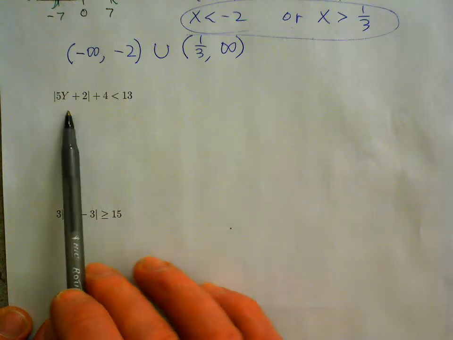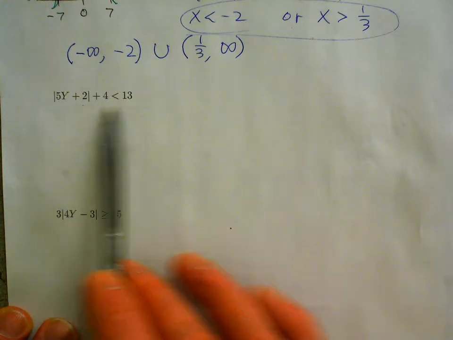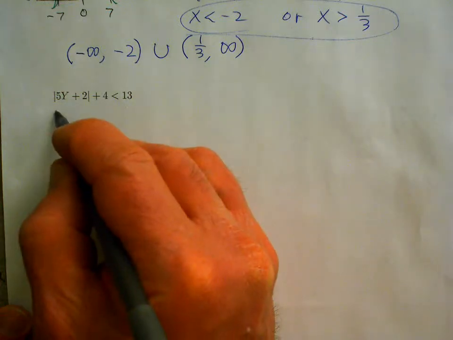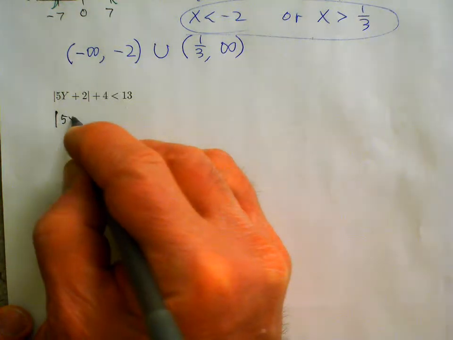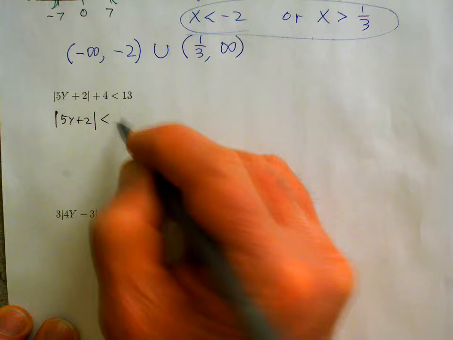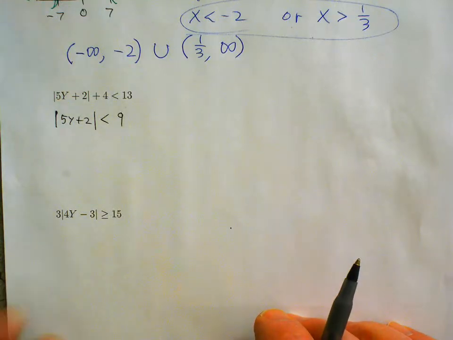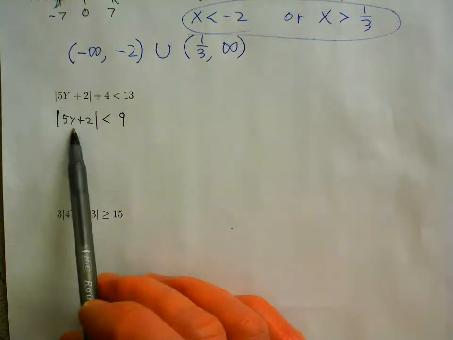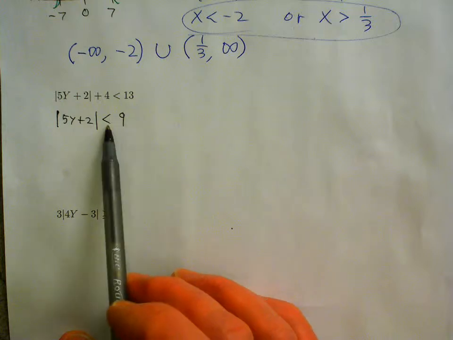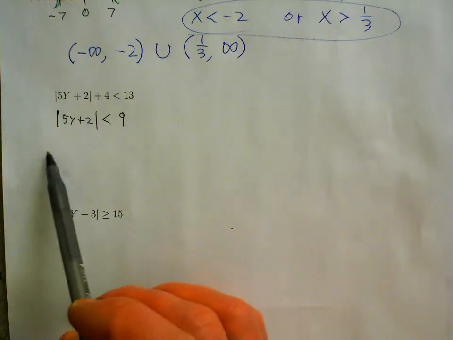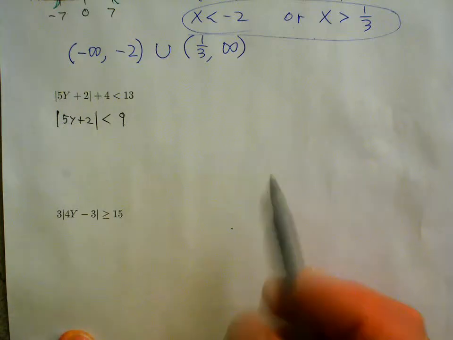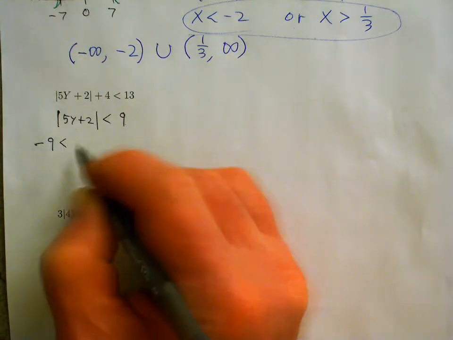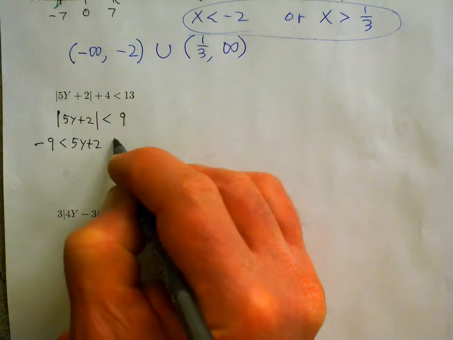Okay, so this one, the absolute value of 5y plus 2, plus 4, is less than 13. So the first thing we do is get it into standard form. The absolute value of 5y plus 2 is less than 9. So without the absolute value symbols, we can write a compound inequality. Negative 9 has to be less than 5y plus 2, which is also less than 9.